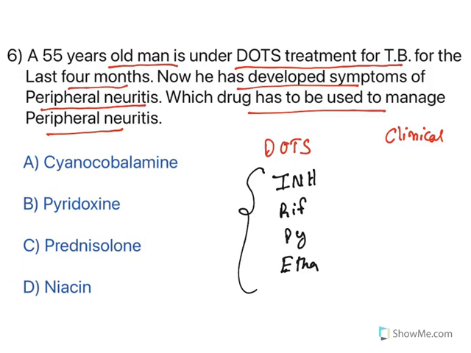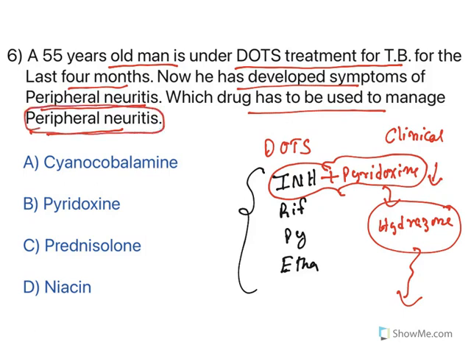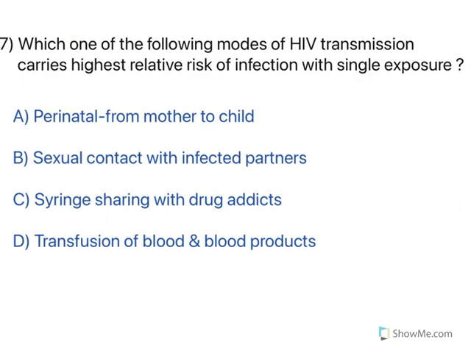Now, there is a problem with isonicotinic acid hydrazide. This combines with pyridoxine, a vitamin, and it results in the formation of hydrazone. And this hydrazone goes out of the body. So, what is happening? Pyridoxine is combining with isoniazid, and it is converted to a hydrazone form, and it is going out of the body. So, it results in deficiency of pyridoxine, which causes peripheral neuritis. So, what has to be given? Pyridoxine has to be given. So the option B is correct. Moving to the next one.